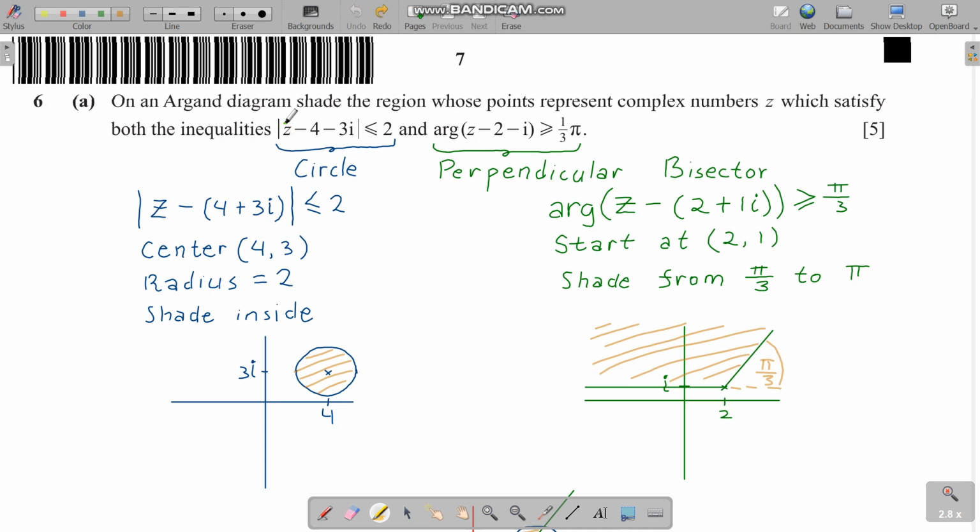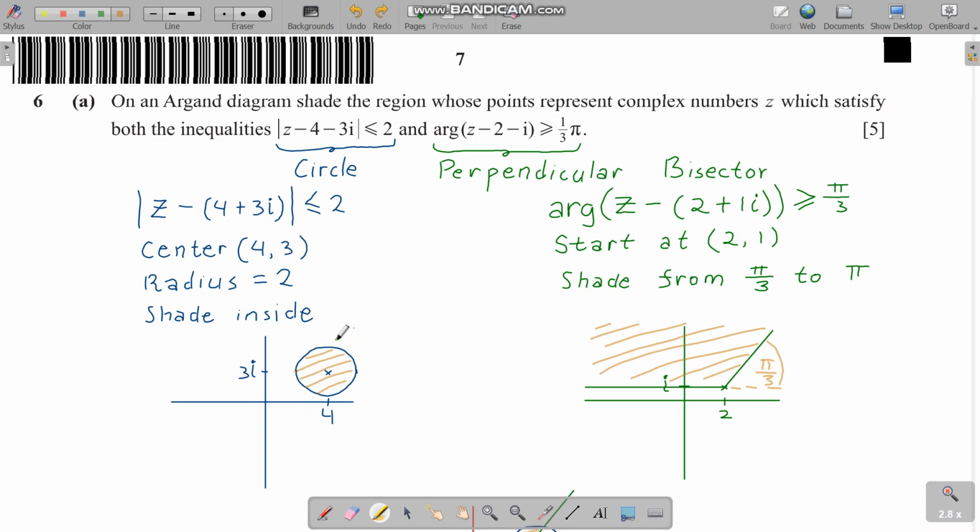To find the center, we have to make it z minus z1 form. So notice that if we multiply, we get minus 4. If we multiply, we get minus 3i. So we are not changing the question, but we can see the center now is 4, 3. The radius is 2, and less than or equal to means we shade inside the circle. So for the circle, you have to label the center of the circle, and the radius is 2, so it's supposed to be kind of like this.